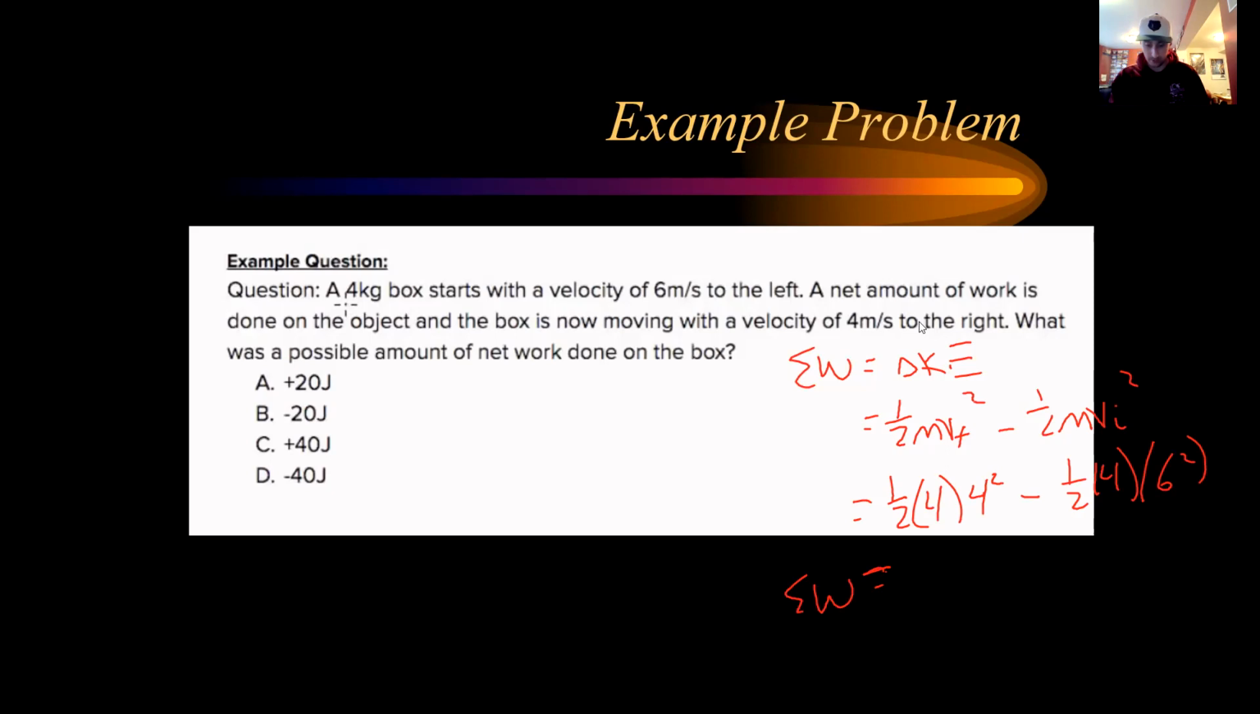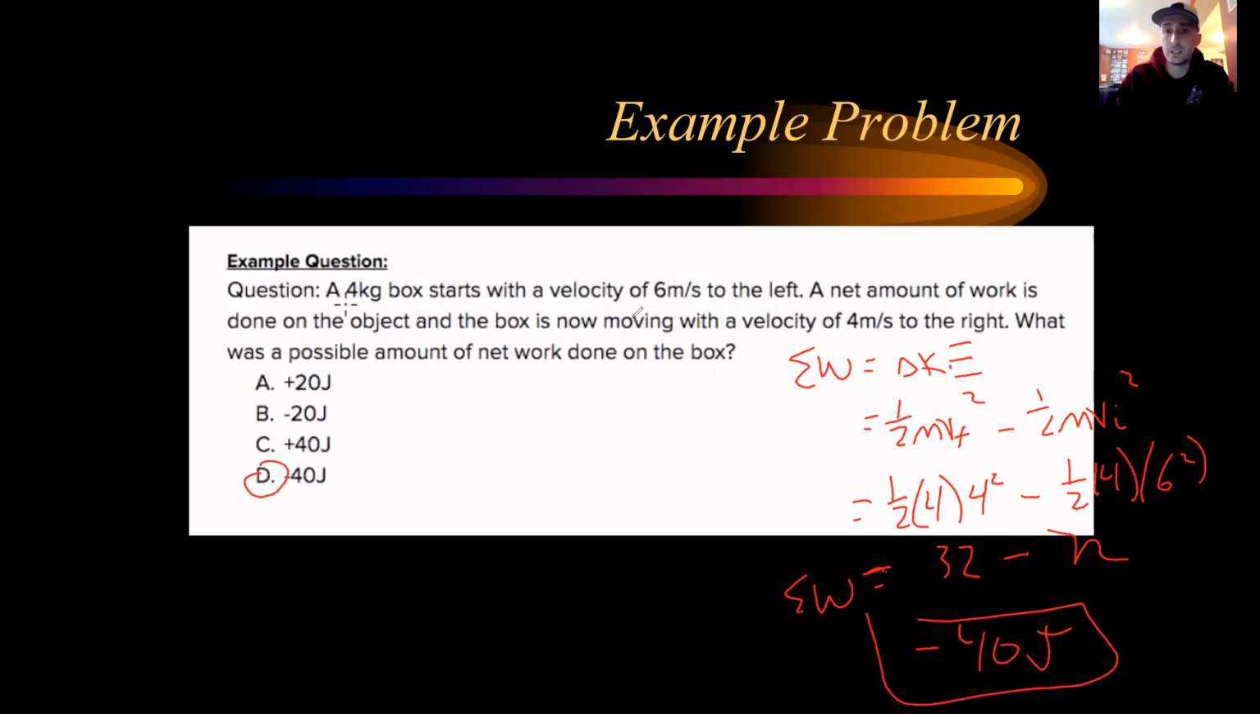Let's do it in the calculator real quick. 4 squared is 16. 16 times 4 equals 64, times 0.5 equals 32. So I have 32 minus 6 squared, which is 36, times 4 equals 144, times 0.5 equals 72. So I have 32 minus 72, which equals negative 40 joules. So therefore my answer is going to be D.